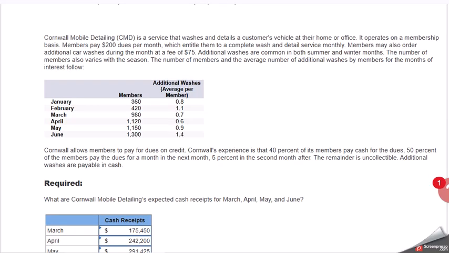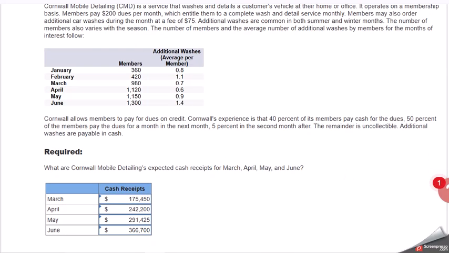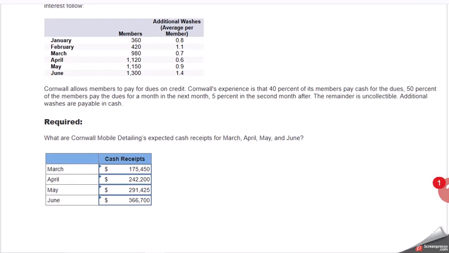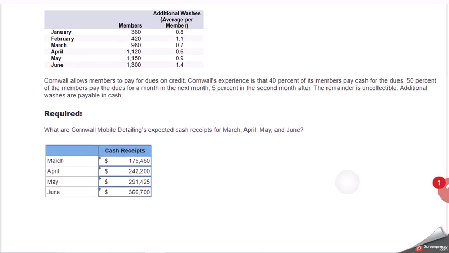The number of members and the average number of additional washes by members for the month are outlined below. So Cornwall allows members to pay for their dues on credit. Cornwall's experience is that 40% of the members pay cash, 50% pay the dues for a month in the next month, and 5% pay the second month after. The remainder is uncollectible. So then I think that'd be 5%, right? Additional washes are payable in cash. So then we need to map those out.